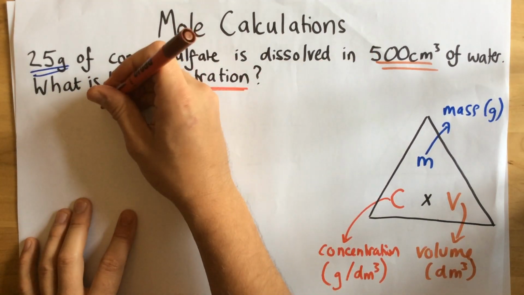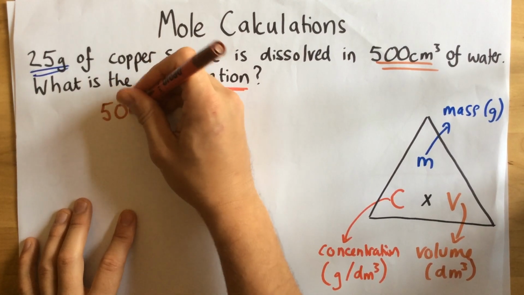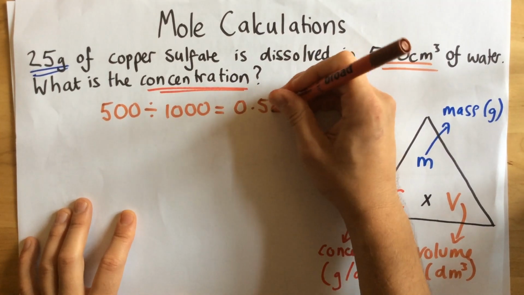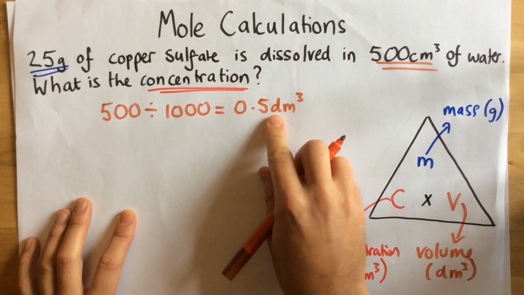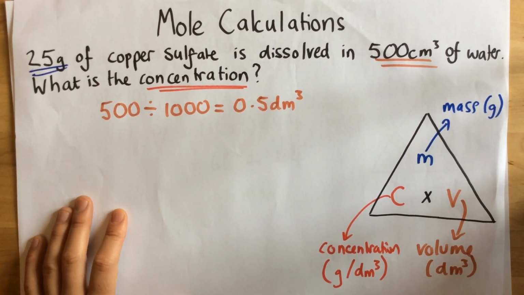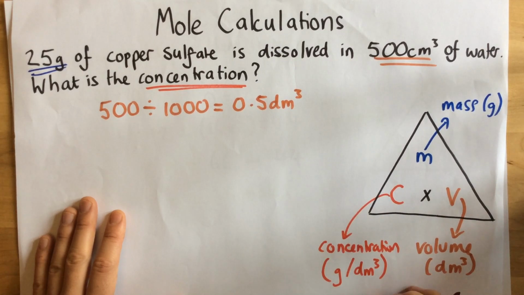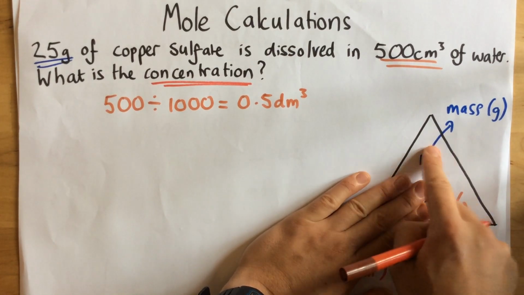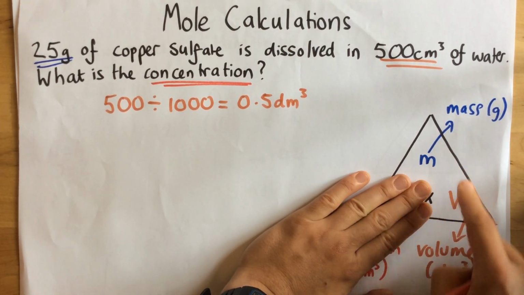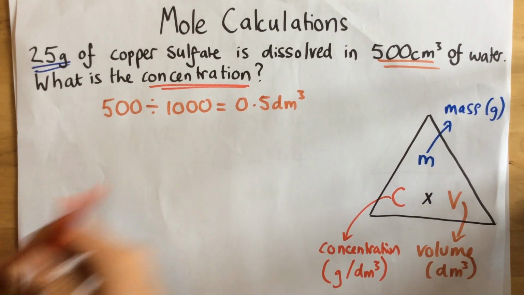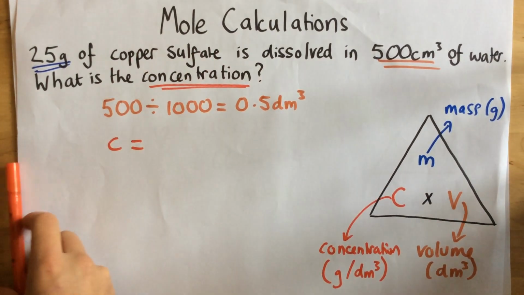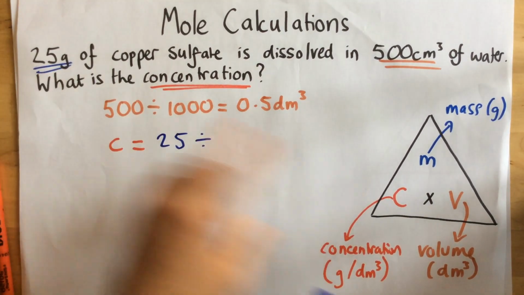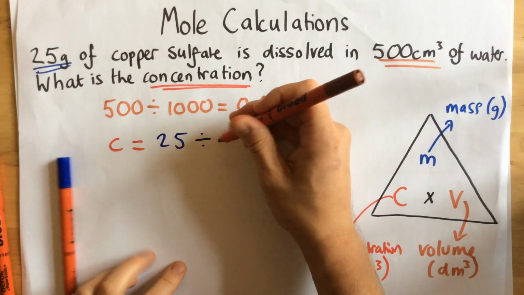To convert centimetres cubed to decimetres cubed, we divide by 1,000. So 500 divided by 1,000 equals 0.5 decimetres cubed, half a decimetre cubed. I'm now ready to find my concentration. It's the same as using any equation triangle: I cover up the thing I'm looking for and calculate with the two things I've got left. In this case, it's my mass divided by my volume. So my concentration is my mass, which is 25, divided by my volume, which is 0.5.